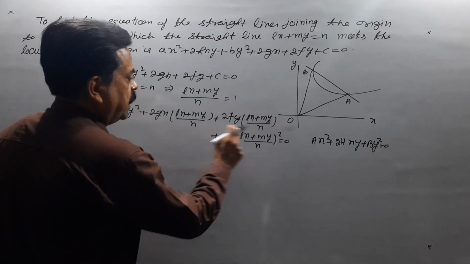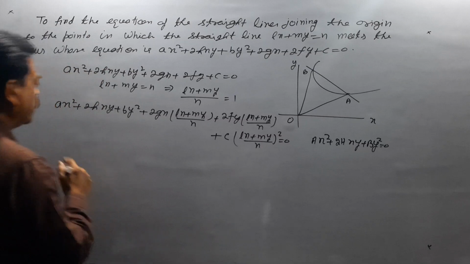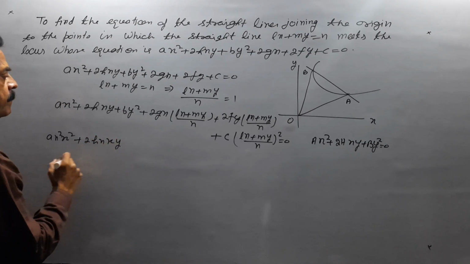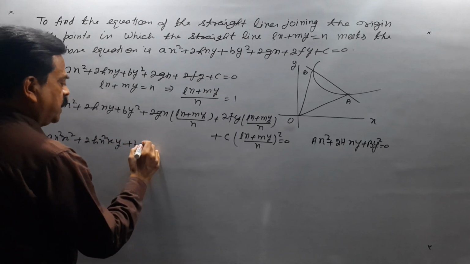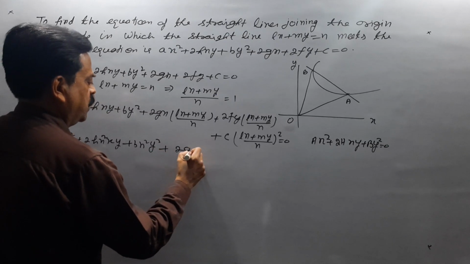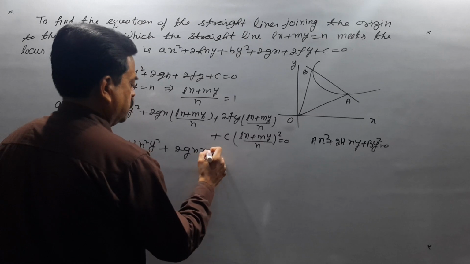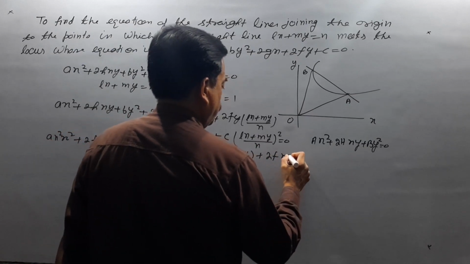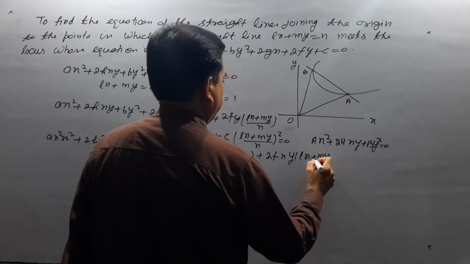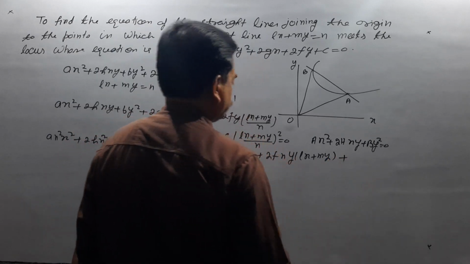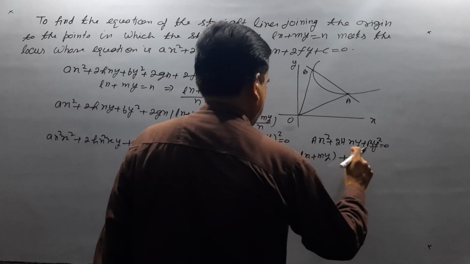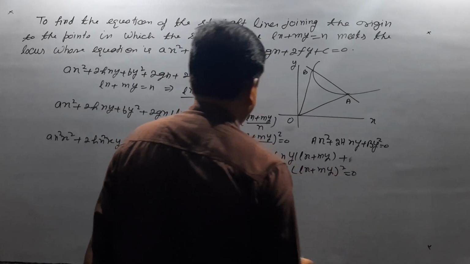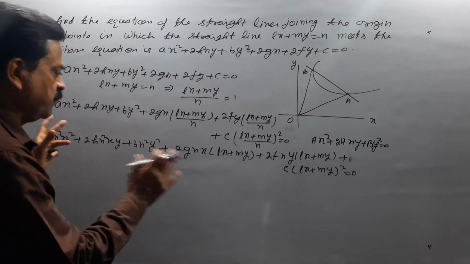So eliminating the denominators n and n square, multiplying this whole equation by n square, we get an square x square plus 2hn xy plus bn square y square plus 2gn, one n will cancel from here, so 2gn x into lx plus my, plus 2f n y into lx plus my, and one n will cancel here, plus c, we are writing this here, c into lx plus my whole square equals to 0, n square will cancel. So the denominators n and n square cancel from everywhere, and we have this equation.